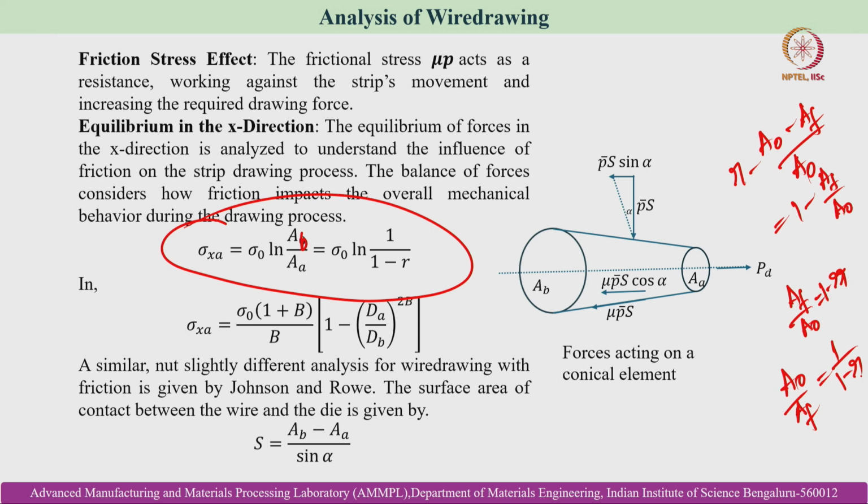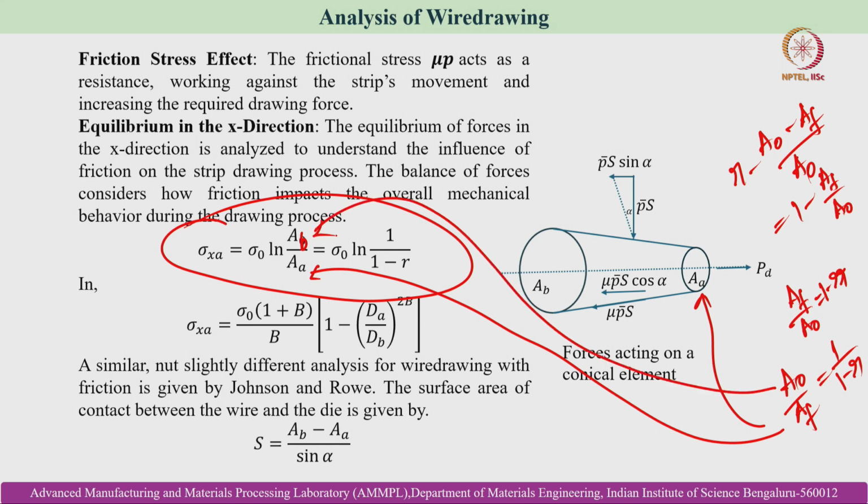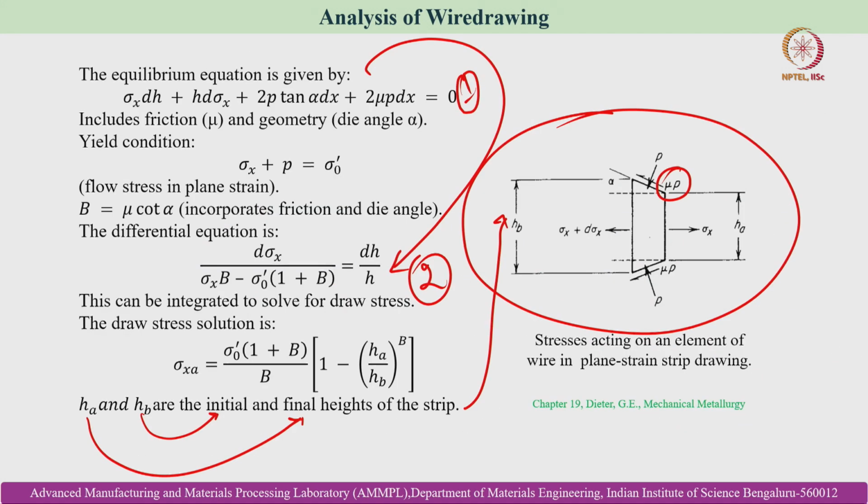So, then here we can write it, because here it is the initial by final area. The final area is A and the initial area A 0 is A b, as per this schematic, which you can understand from here. That is why we can write sigma x a is equal to sigma 0 ln 1 by 1 minus r. Whereas, when we are considering the effect of friction, it is analogous to the expression we have just discussed in the previous slide.